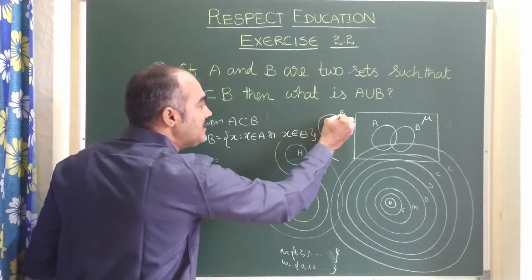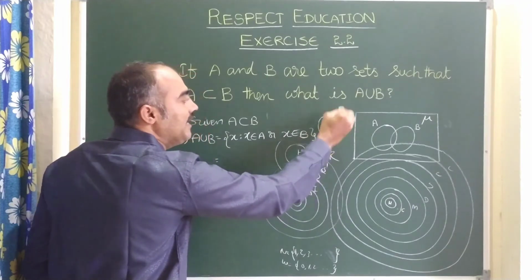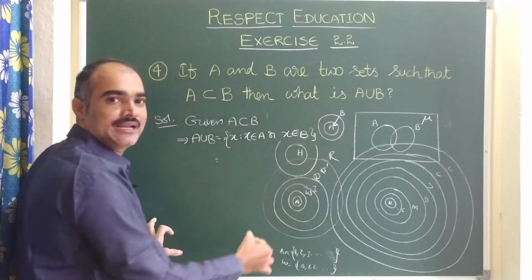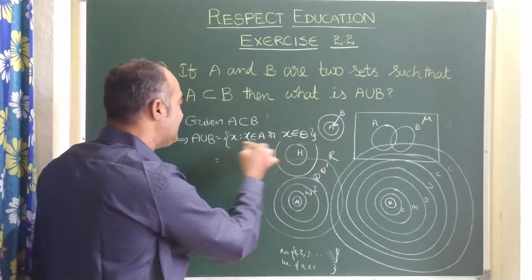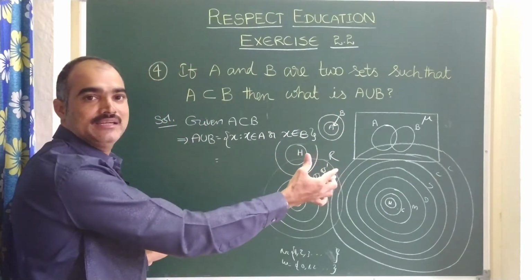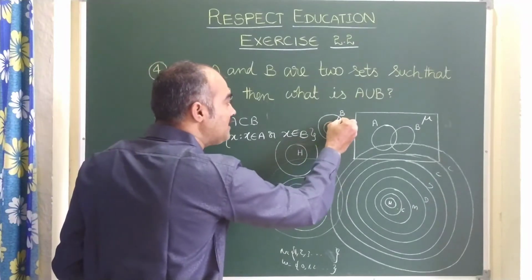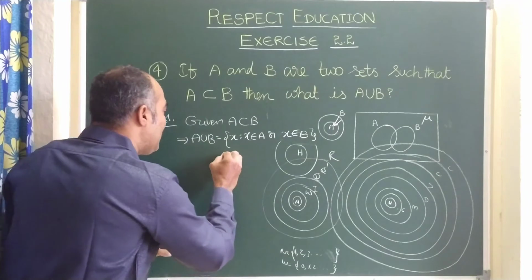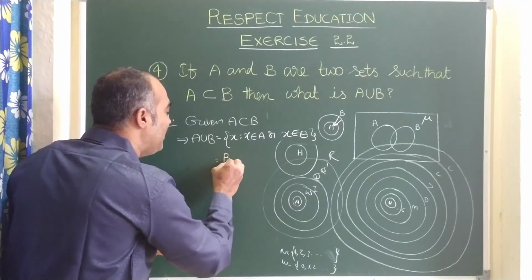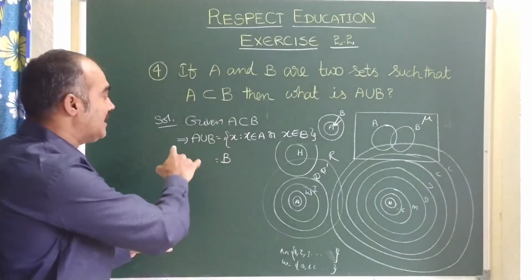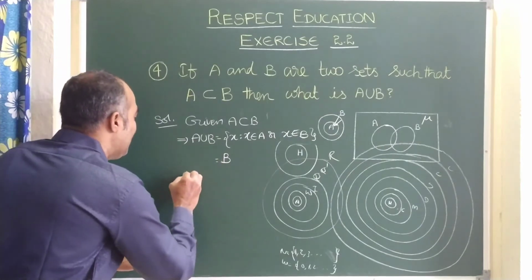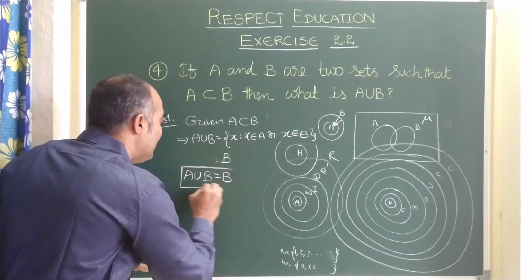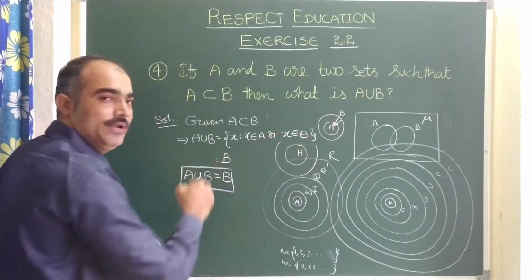So B's things also can be shared by A. That means here A gets more exposure. A's elements, this A union B elements, will be increased. So here all the B elements can be taken by A union B. Is it clear? So almost all elements of B come under the case of A union B. So here A union B is equal to B when A is a subset of B.